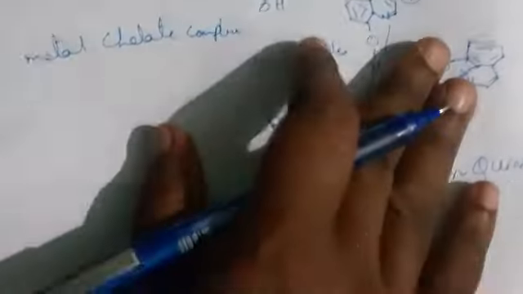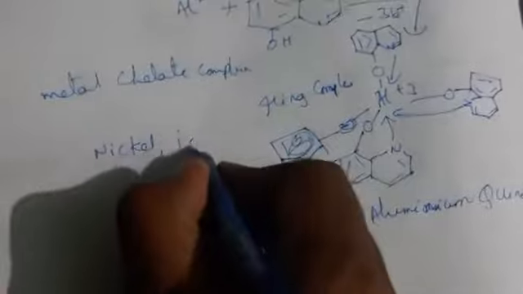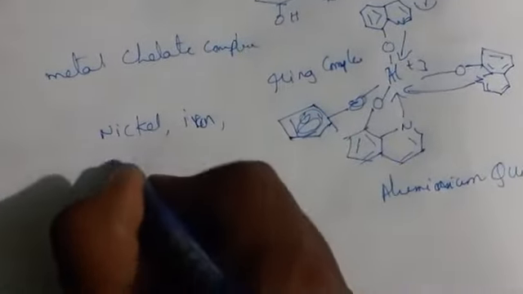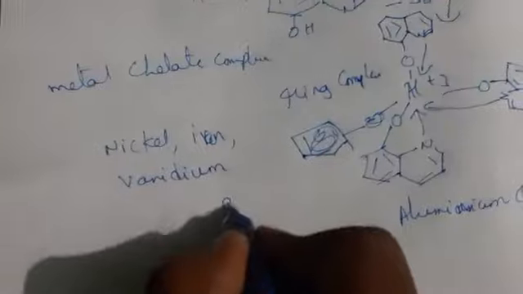So this is the complex we have formed. That's why I told you this is a complexing agent. Then this aluminum can be extracted with nickel, iron and vanadium. So these are the compounds it can extract, and it has a pH value of nearly 5.8. So this is about masking agents.